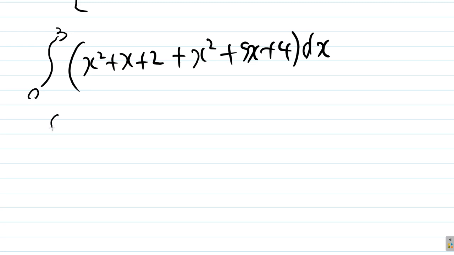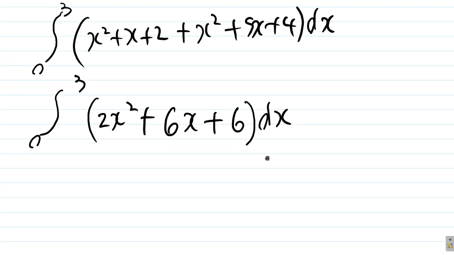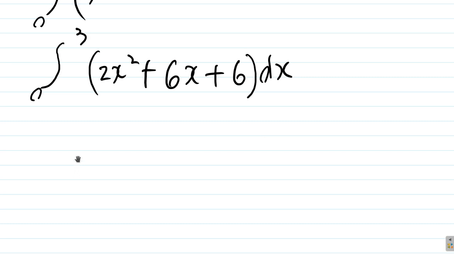So we have the integral from 0 to 3 of x squared plus x squared, that's 2x squared, plus 5x plus x is 6x, plus 4 plus 2 is 6, dx. We could very well factor out the 2. So if we factor out the 2 and put it outside, we're going to have 2 times x squared plus 3x plus 3 if we factorize. Okay, we didn't really need to factorize it, but it's easier to deal with smaller numbers.